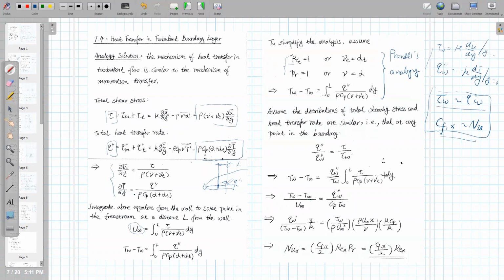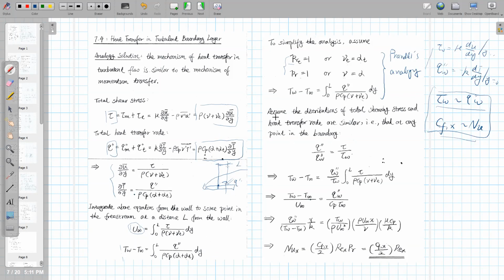So when we have these two here, you can rewrite this equation, TW minus T infinity. Replace this alpha plus alpha t with this mu plus mu t, right? So this is just rewriting this equation here.